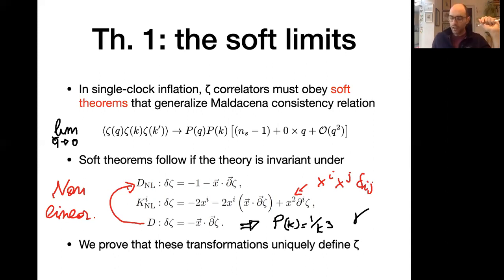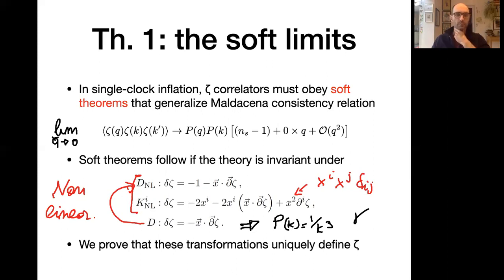There are various types of diffeomorphisms, and on FLRW spacetimes, any FLRW spacetime, not just de Sitter, you can look at diffeomorphisms that vanish at spatial infinity or diffeomorphisms that do not vanish. If you look at those that do not vanish, there are two of them that correspond to these transformations. So as long as the theory is diff-invariant, these need to be symmetries of the theory.